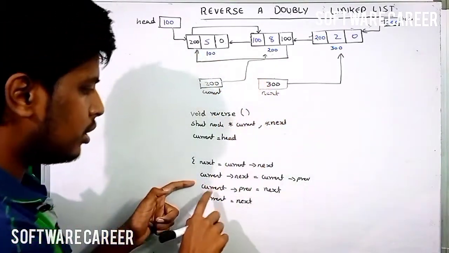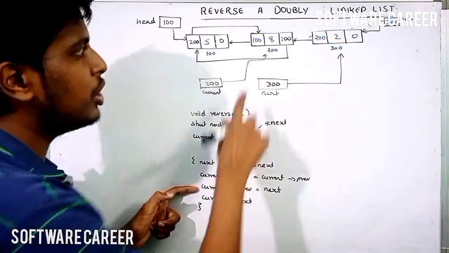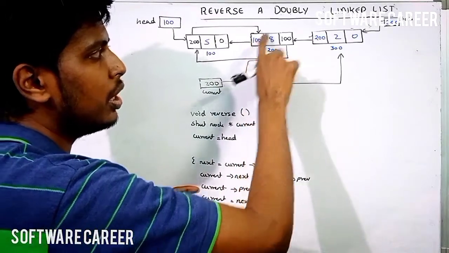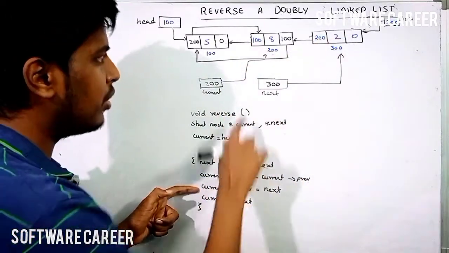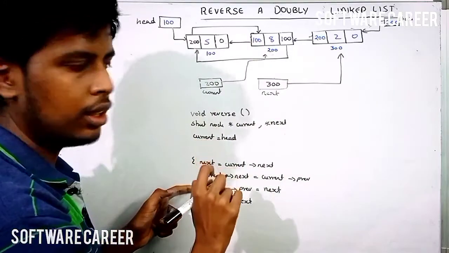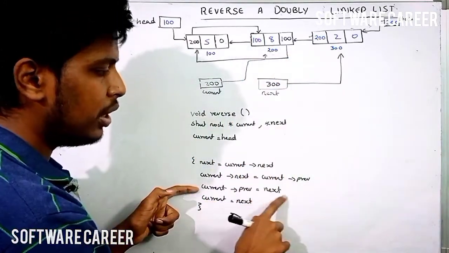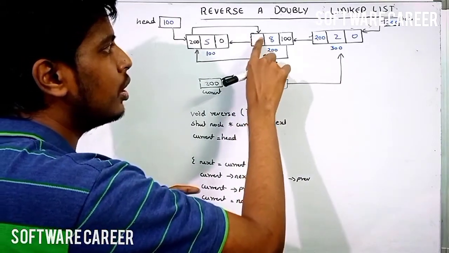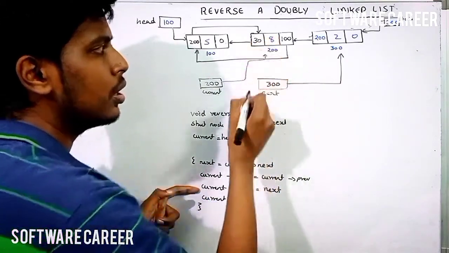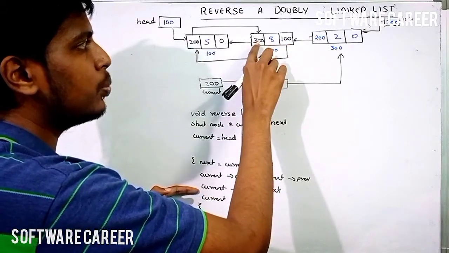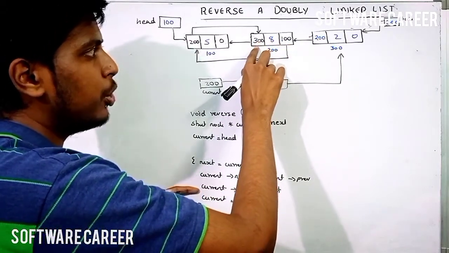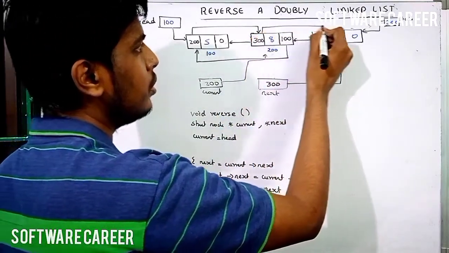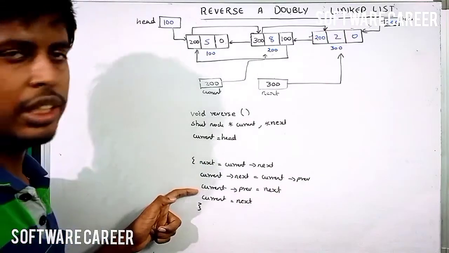Now next step is current previous equals to next. That means you are updating the previous pointer of current. Now this previous pointer should store the address of next node. So see here, current is 200, previous is this thing, 100. This 100 I should modify to next, next. Now what is next? 300. So now I am storing 300 here. So this previous pointer is pointing to next node. So see here, I have pointed like this.